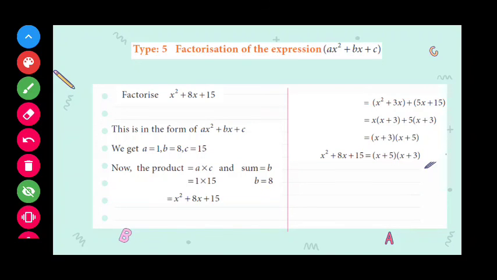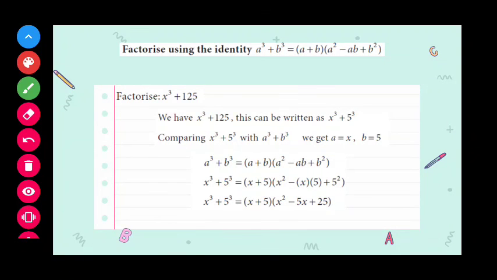Whenever the final number is not a perfect square or a perfect cube, we cannot use any identity there. So what we are going to do is split the middle term, which is the x term, into 2 parts, such that the 2 parts we split are the factors of the final term. Here we are splitting 8x into 3x and 5x, and both 3x and 5x are the factors of 50. And the last part is factorizing an expression using this identity: a cube plus b cube is equal to a plus b into a square minus ab plus b square. I hope you all are clear with the factorization part.